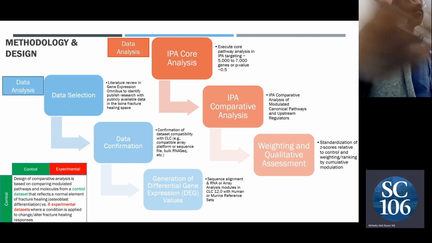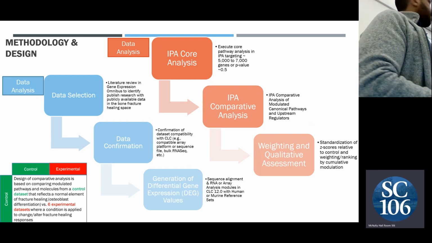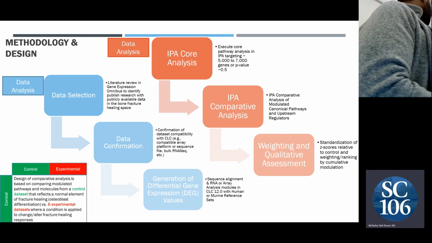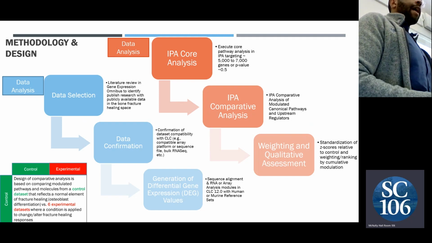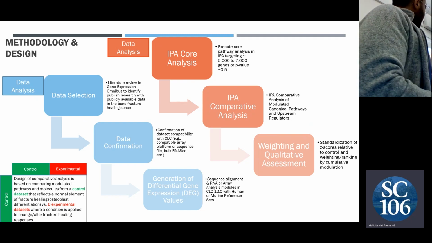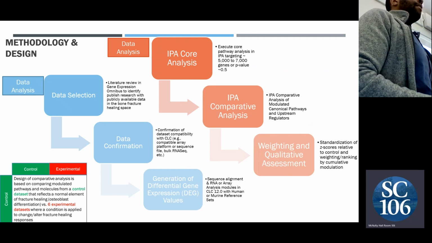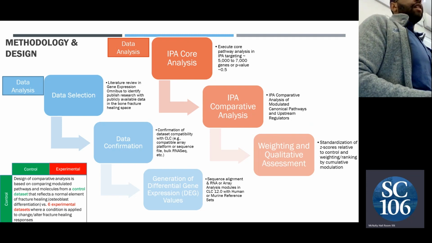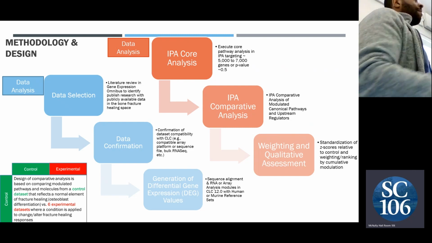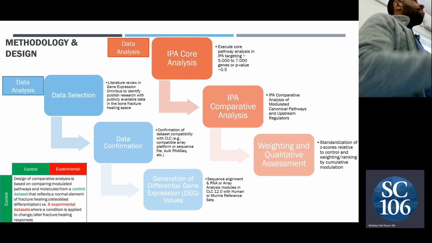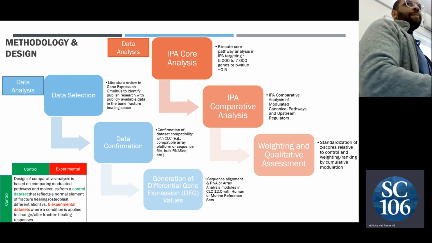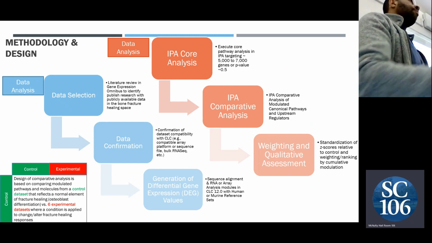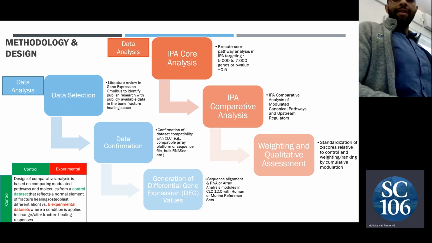From here, I combined and consolidated the different data sets into a comparison analysis focused on canonical pathways and upstream regulators. I then extracted the z-scores and performed a weighted qualitative assessment intending to rank the pathways and regulators that were most different across each pathway and molecule to prioritize them for my research.